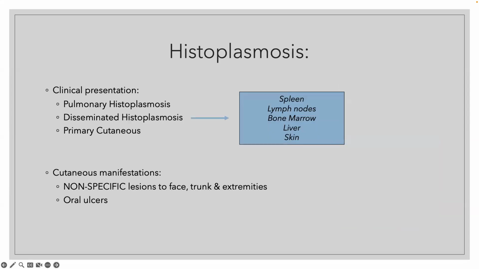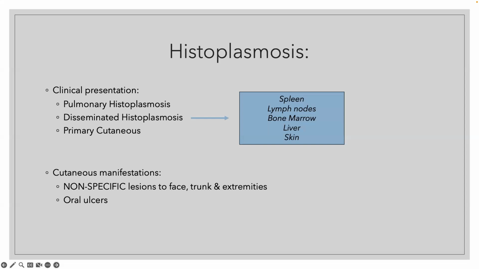The clinical presentation of histoplasmosis can include pulmonary histoplasmosis, disseminated histoplasmosis, and primary cutaneous histoplasmosis. In disseminated histoplasmosis, the most common sites of involvement after the lung are the spleen, the lymph nodes, the bone marrow, and the liver. Cutaneous manifestations are most commonly the result of disseminated disease.